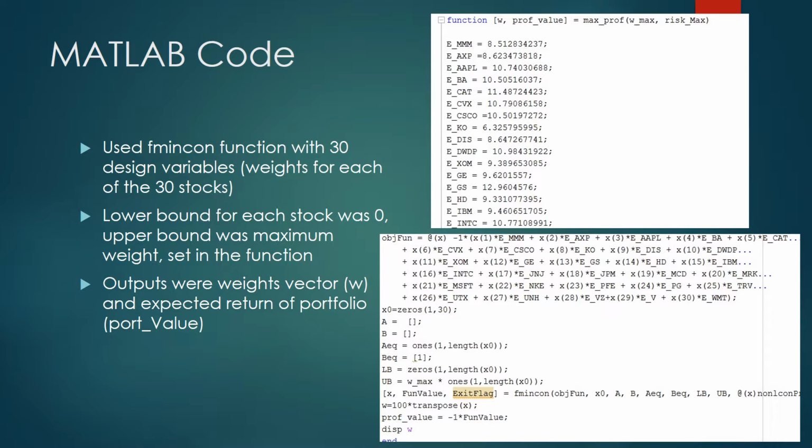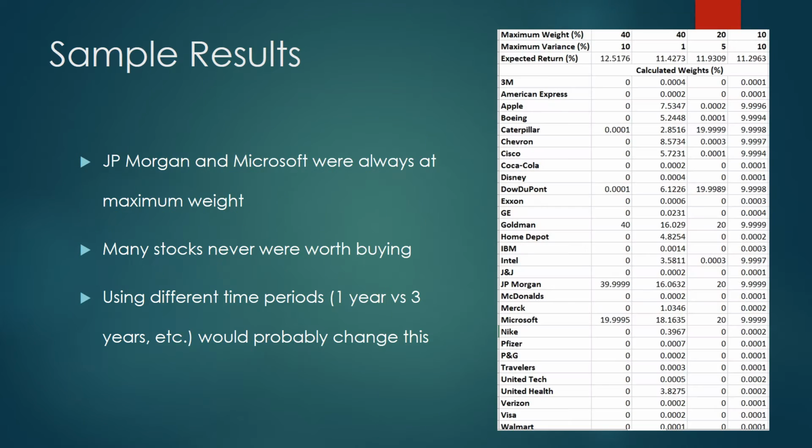So for my MATLAB code, I used the fmincon function with 30 design variables, which are the weights for each stock. The lower bound of each stock was 0, so that there's no negative weights, and the upper bound was the maximum weight set in the function, and you can see the function to the right. The outputs were the weights vector, which are W, and the expected return of the portfolio, which is port value, and that's going to be a percentage of expected return of how much money you put into it.